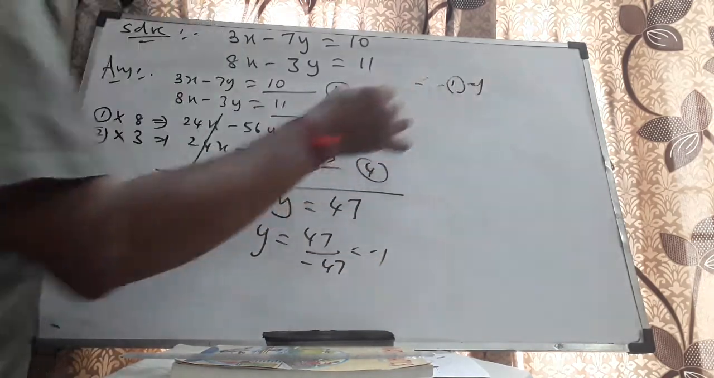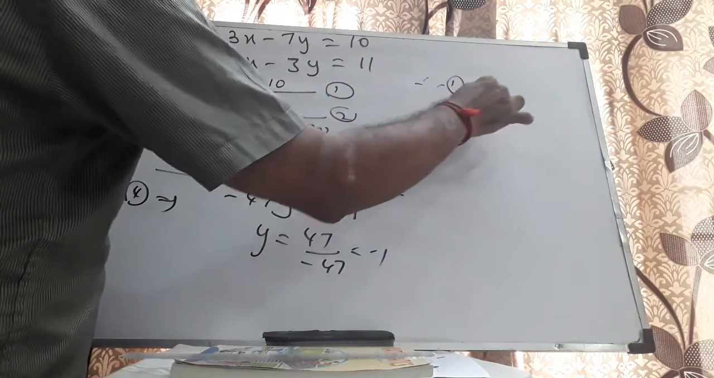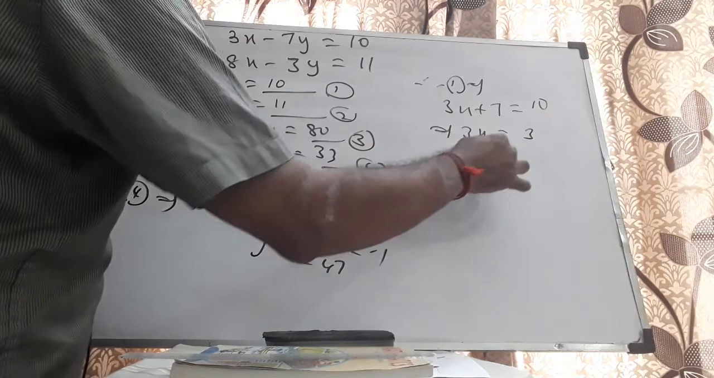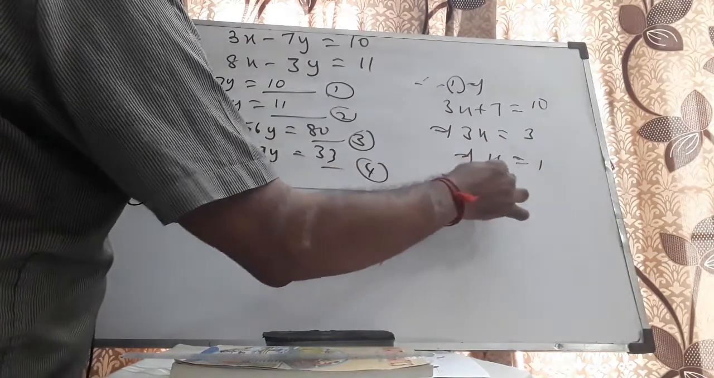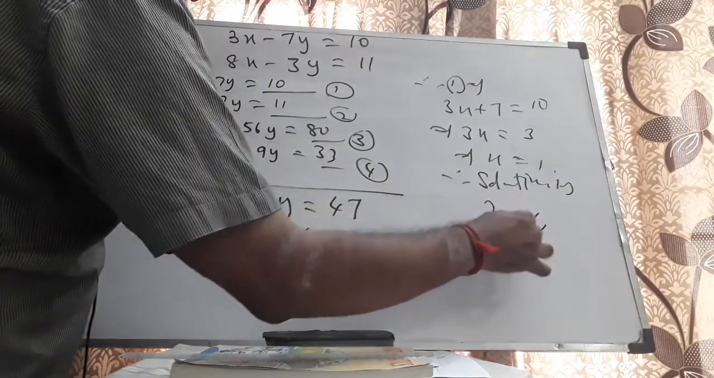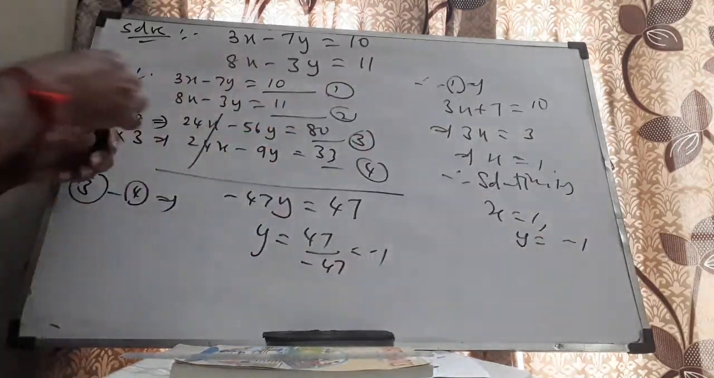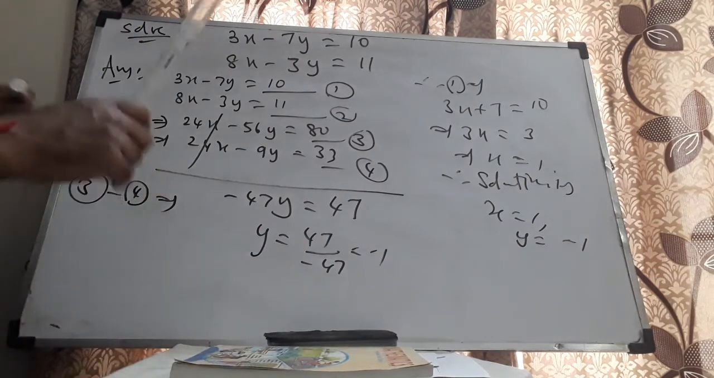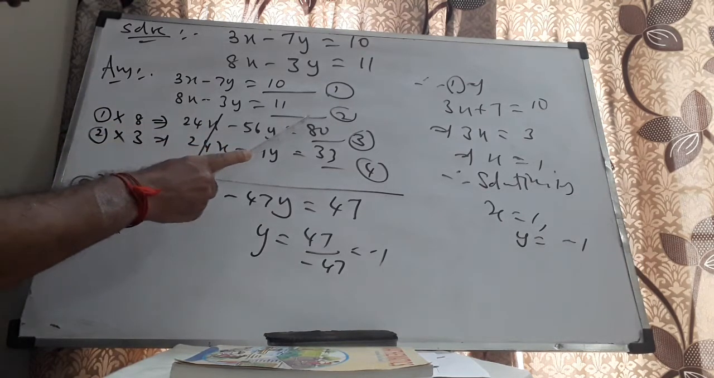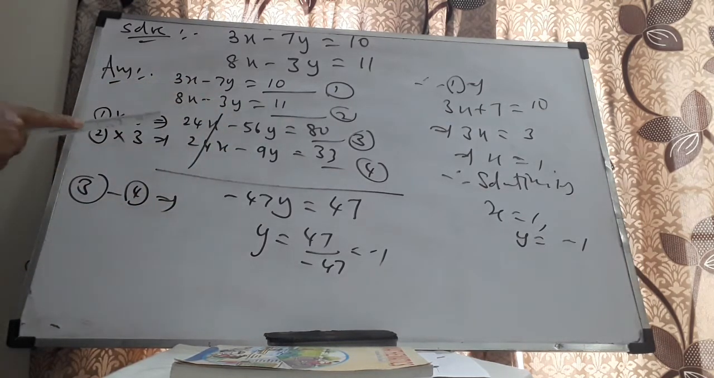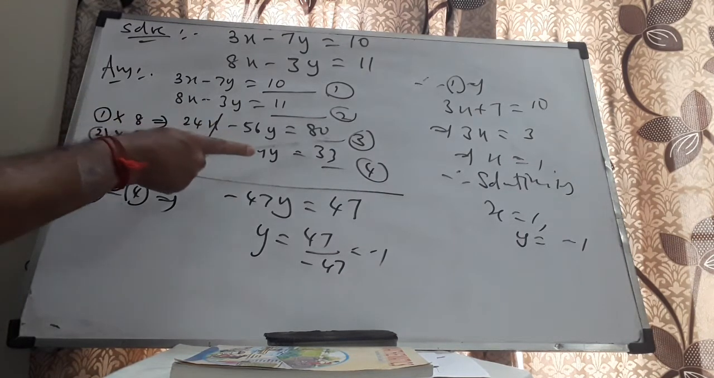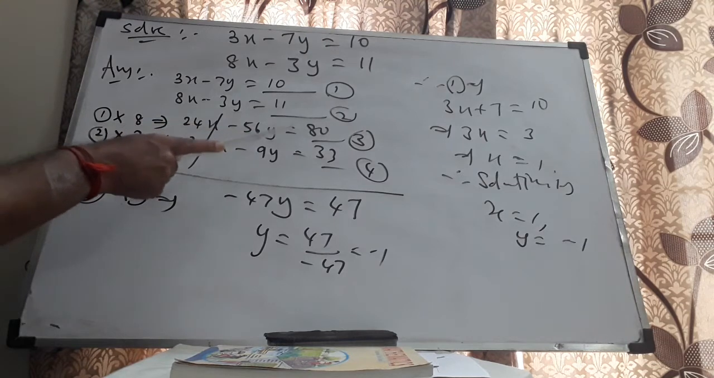Therefore equation 1 becomes, what do I get? 3x plus 7 is equal to 10, which implies 3x equal to 3, implies x is equal to 1. Therefore the solution is x is equal to 1, y is equal to minus 1. Let me check once again. 3x minus 7y equal to 10, equation 1. 8x minus 3y equal to 11, equation 2. I'll multiply equation 1 by 8. I'll get 24x minus 8 sevens are 56, minus 56y, equal to 80.